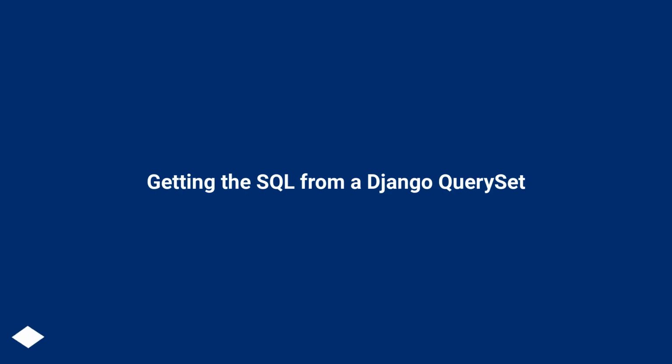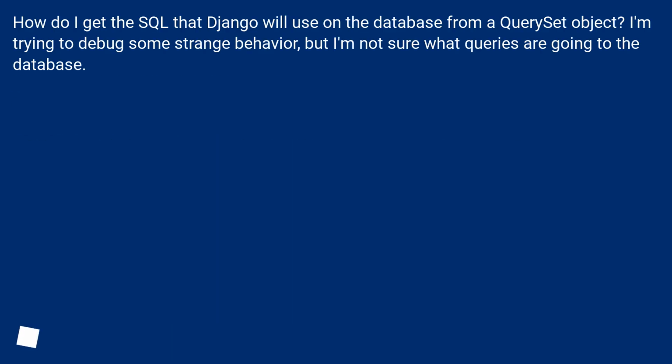Getting the SQL from a Django QuerySet. How do I get the SQL that Django will use on the database from a QuerySet object? I'm trying to debug some strange behavior, but I'm not sure what queries are going to the database.